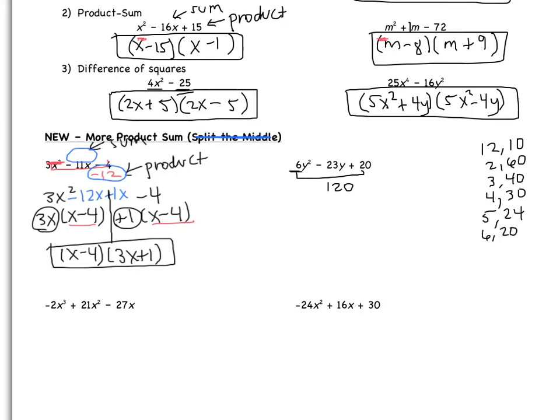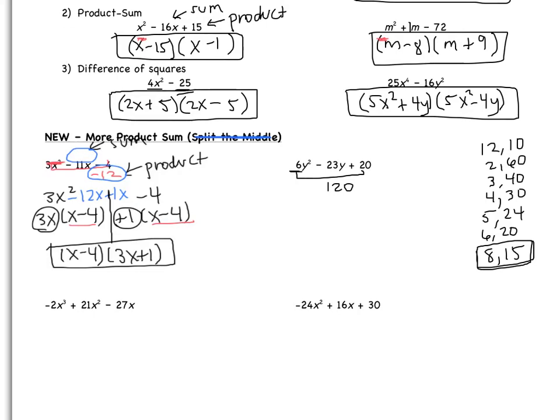6 and 20. 7 doesn't go in. 8. 8 goes in. It's 8 and 15. So this is it. 8 and 15 are going to add to be negative 23. So it's okay if you couldn't do that one off the top of your head. If you would have needed a calculator, that's okay.